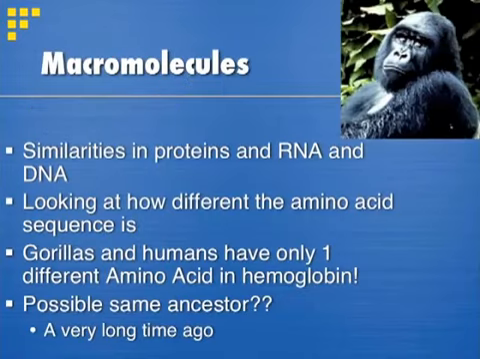And then lastly, using macromolecules, your DNA and RNA, and looking at how different the sequencing of amino acids is, and therefore the DNA and all of that. Strangely enough, gorillas and humans only have one different amino acid in their hemoglobin. So just one different. So it's very, very possible we have a similar ancestor just a very long time ago.